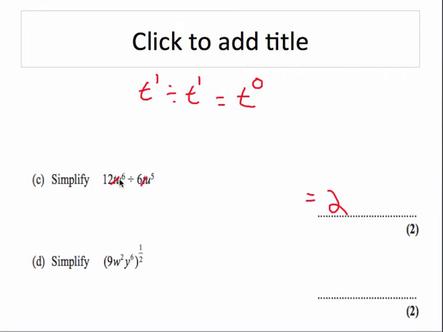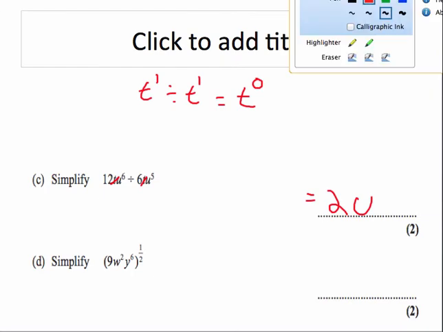Here we've got u to the power 6 divided by u to the power 5. We remember when we're dividing, we subtract. So u to the power 6 minus 5. 6 minus 5 is 1. So we are left with u. So our answer is 2u. There's a couple more for you to try out there.